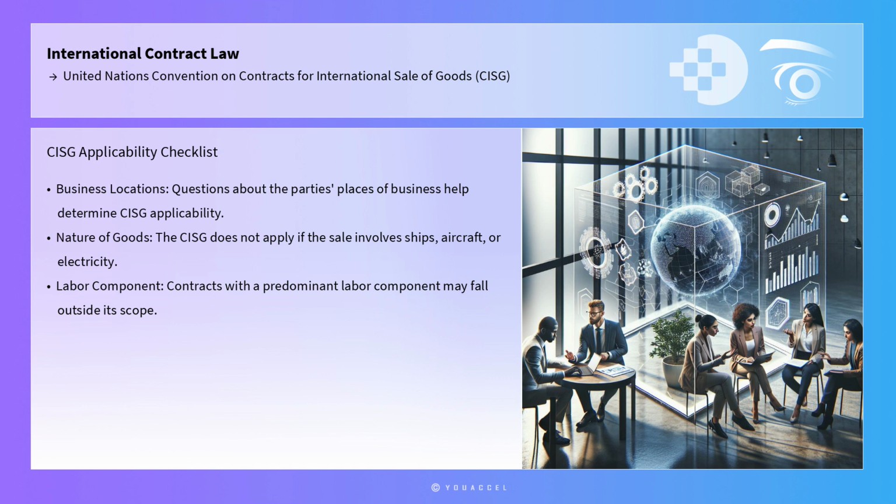A practical tool for applying the CISG is the use of a checklist to determine its applicability. This checklist should include questions about the parties' places of business, the nature of the goods, and any explicit exclusions agreed upon in the contract. For instance, if the sale involves ships, aircraft, or electricity, the CISG does not apply. Similarly, contracts with a predominant labor component may fall outside its scope. By systematically addressing these factors, professionals can ensure that the CISG is correctly applied, avoiding potential legal disputes.